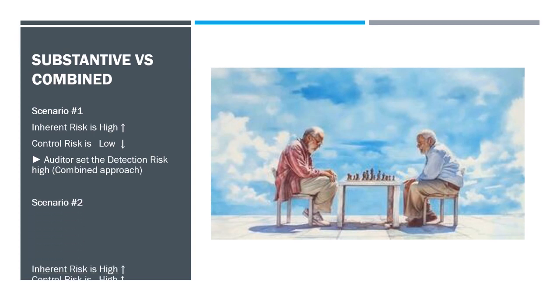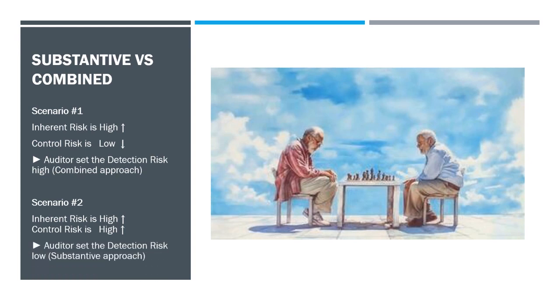In Scenario 2, control risk is high, meaning that internal control cannot be relied upon. The auditor will set the detection risk as low. The risk of material misstatement was assessed to be high. Since the detection risk is low, this means that the audit team will have to perform a higher amount of substantive testing in order to reduce the risk of not detecting a material misstatement. The auditor should use the substantive approach in this case.